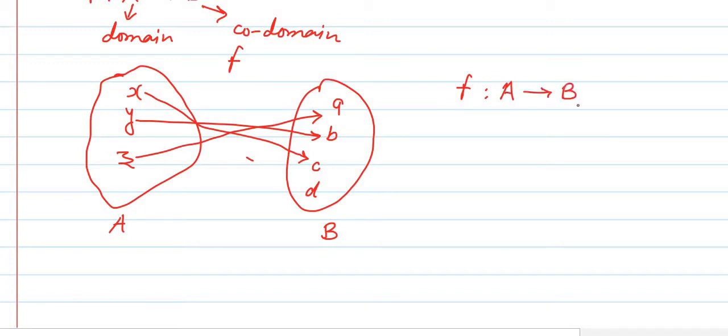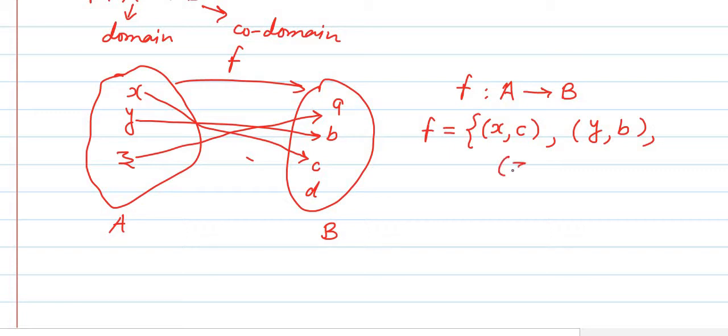So F is a mapping from set A to set B, and this F can also be written in the form of ordered pairs. So F is a set of ordered pairs. Under the function F, image of x is c, therefore the first ordered pair is (x, c). Then image of y is b, so the next ordered pair will be (y, b). Next, z is related with a, meaning the next ordered pair will be (z, a). And these are all the ordered pairs.